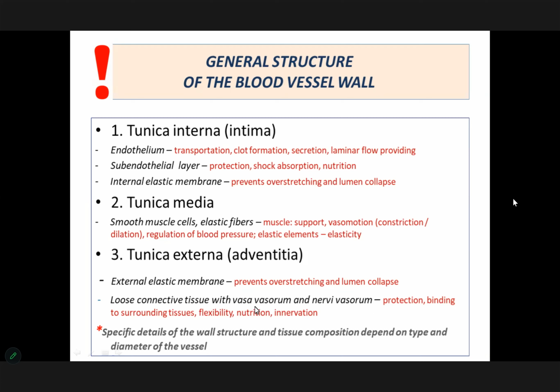Vasa vasorum means vessels that are located inside the wall of some very large vessel and provide blood supply of the tissues and cells of these large vessels. So each vessel consists of tissues and cells. Each of them wants to be supplied with oxygen and nutrients. And if the vessel is very large, it should have some additional blood vessels to supply the cells with oxygen and nutrients.